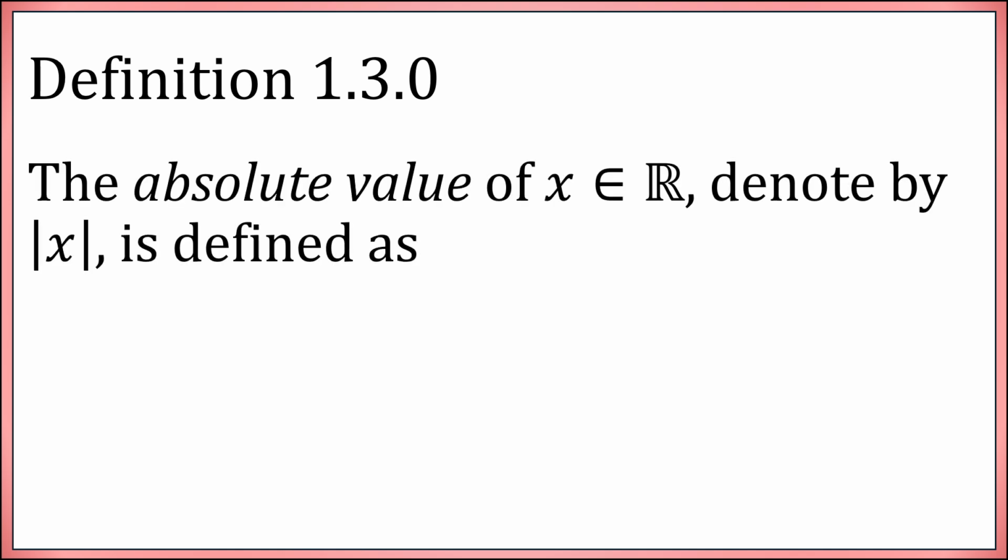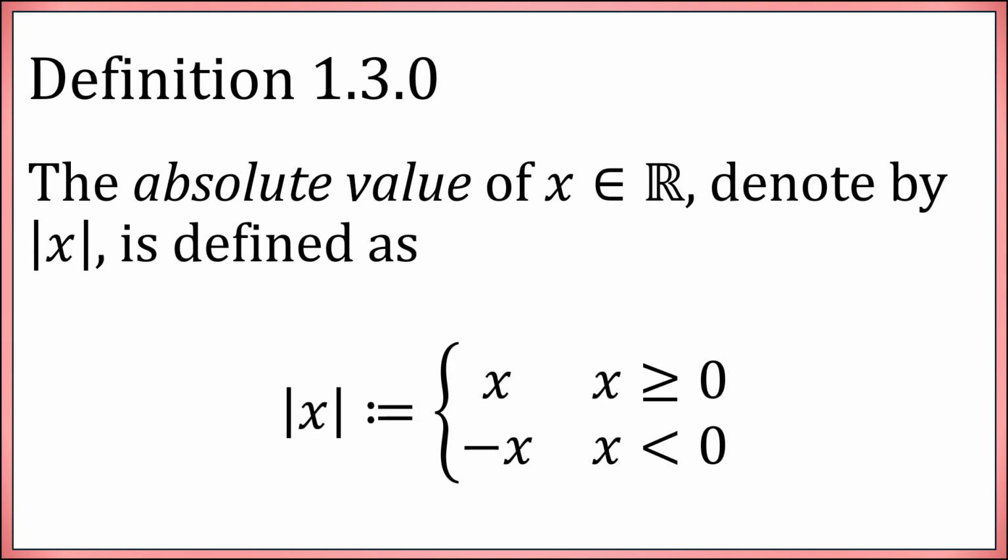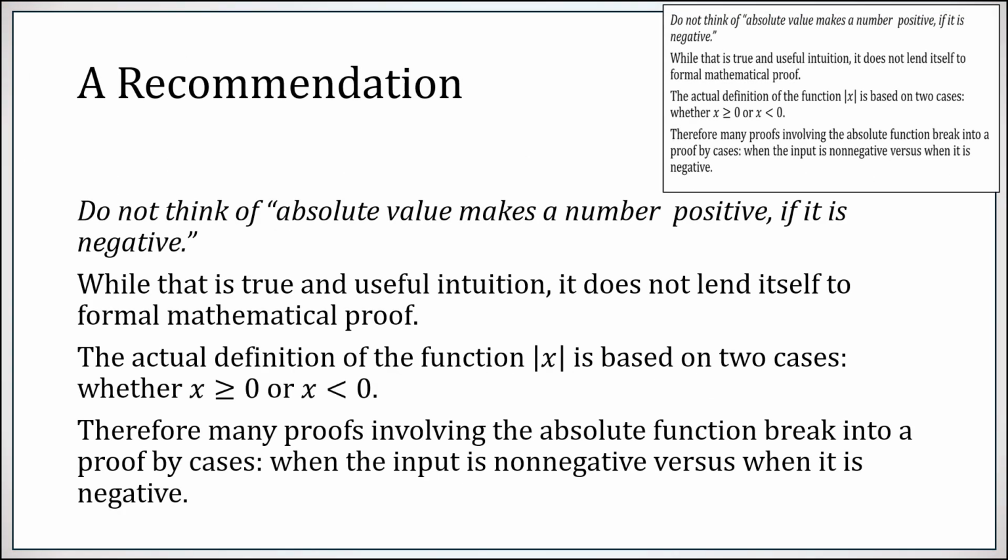The absolute value of a real number, denoted with those two lines around it, no doubt familiar to everyone going through this course, is defined as: if x is bigger than or equal to 0, the absolute value of x is x, whereas if x is negative, then the absolute value of x is negative x. So don't think of absolute value the way many students do initially, as it makes a number positive.